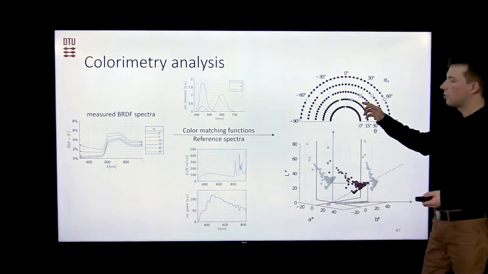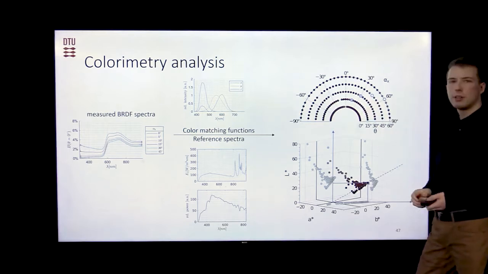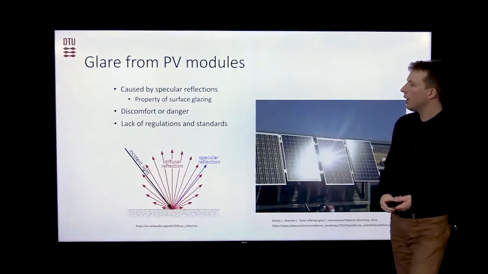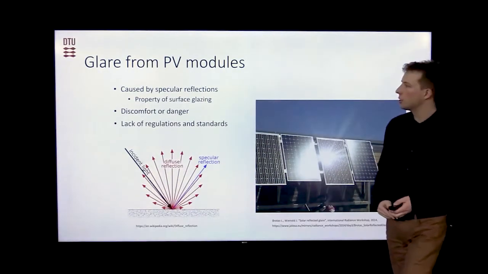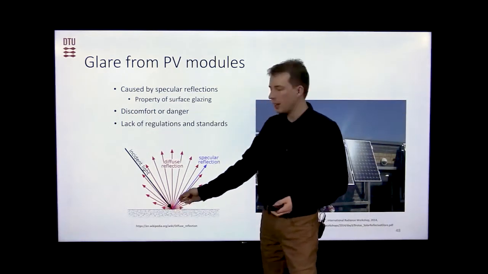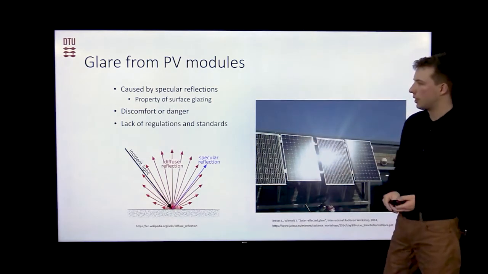Well, these, as I already mentioned, correspond to the specular reflections, and we can use them to determine the glare of our samples. So what do we mean by glare? Well, it's a phenomenon caused by specular reflections, where our incident light is reflected like a mirror from our sample, instead of having a very diffuse reflection.